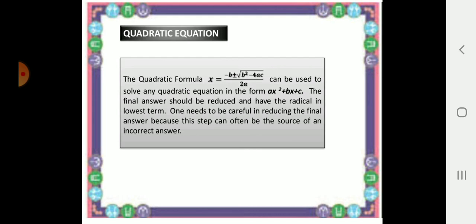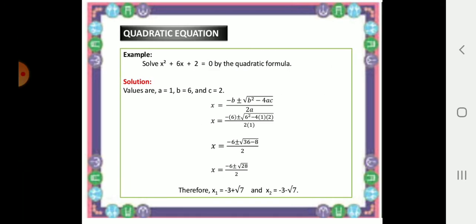So here is an example of a quadratic equation: solve x squared plus 6x plus 2 equals 0 by the quadratic formula. So the values are a equals 1, b equals 6, and c equals 2. So x equals negative b plus or minus the square root of b squared minus 4ac over 2a.